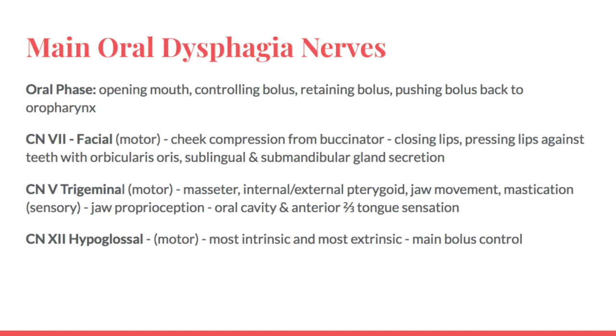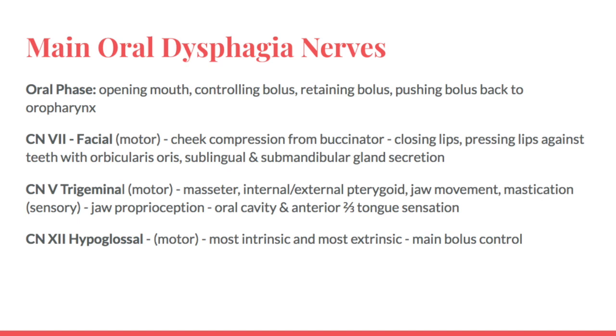The buccinator will assist with bolus control by compression of the cheeks and helping move it through the oral cavity, while the orbicularis oris will help with the retention of food by not letting food fall out of the front of your mouth, by closing your lips and pressing them against the teeth. The facial nerve will also assist with glandular secretion from sublingual and submandibular glands, helping moisten the food.